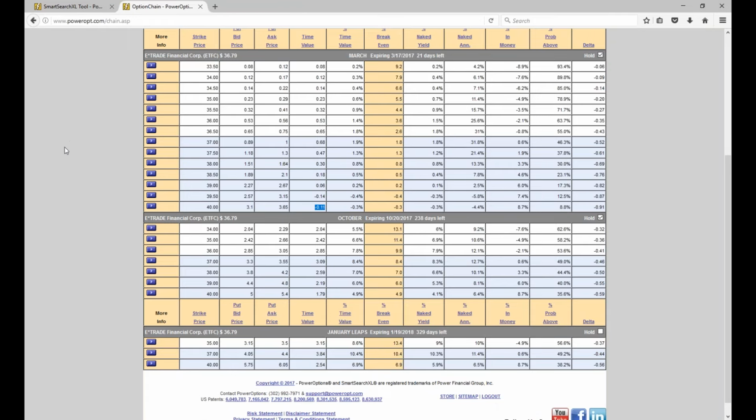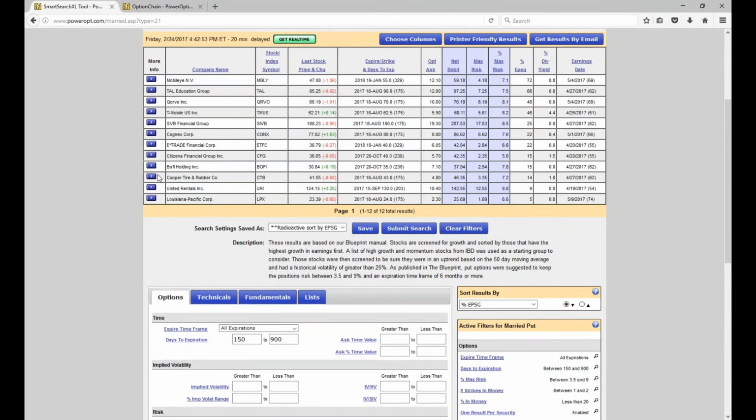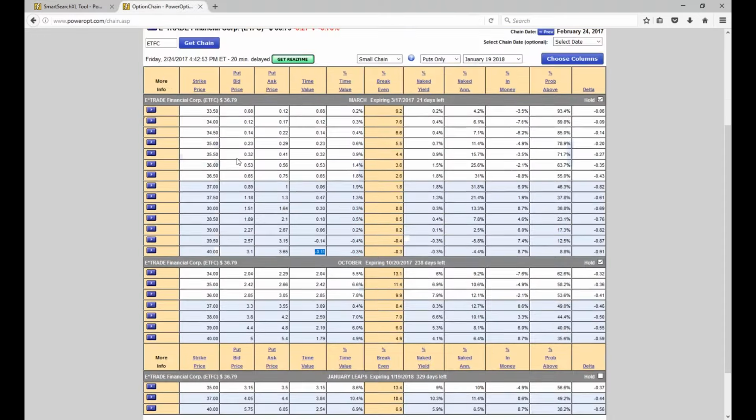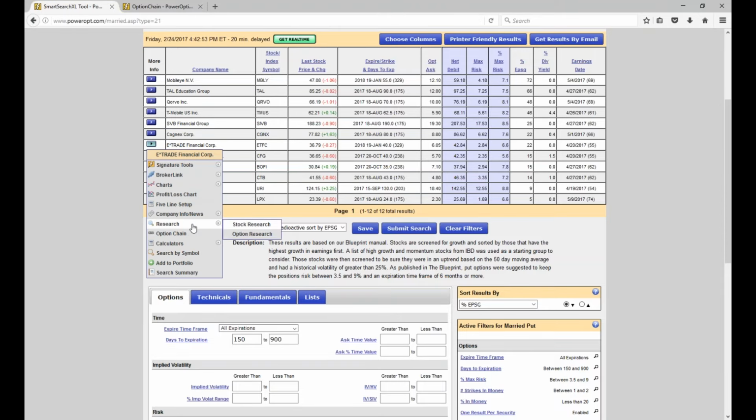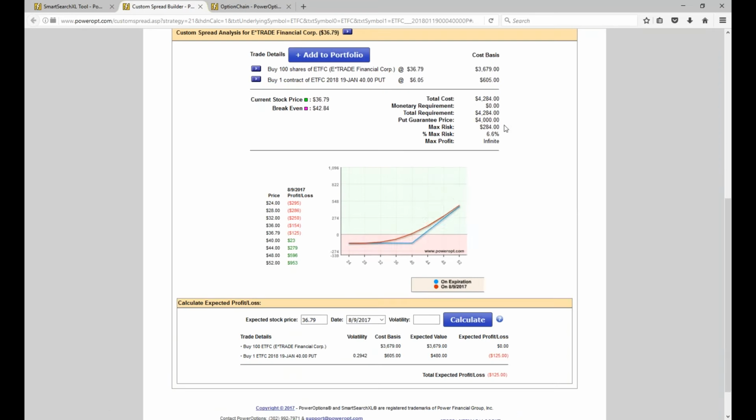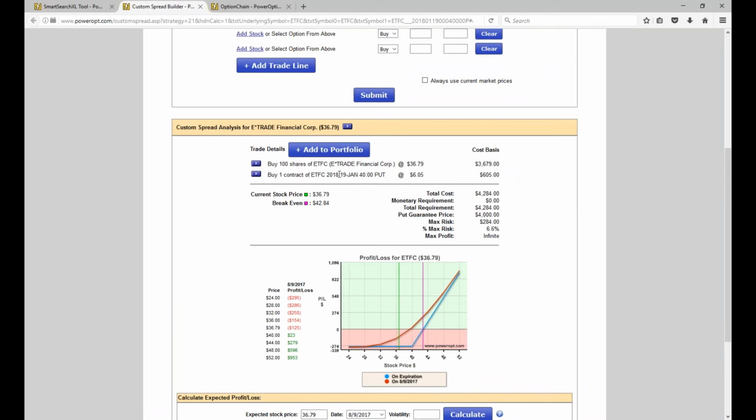If I'm bullish on a stock and I enter the married put position, let's go to our Cooper. Oh, I'm sorry, was I on Cooper Tire? I was on E-Trade. Let's go to my E-Trade position. And let's go to the profit and loss chart, of course. Now, this is a risk of 6.6% for a deep in the money January option.